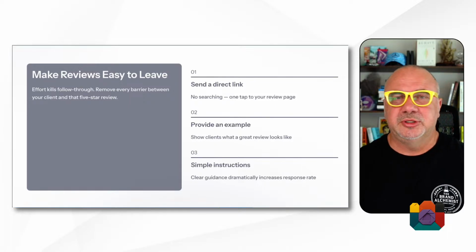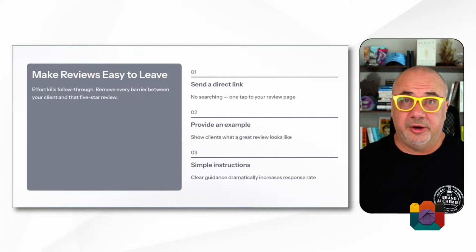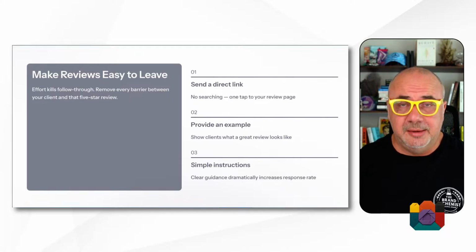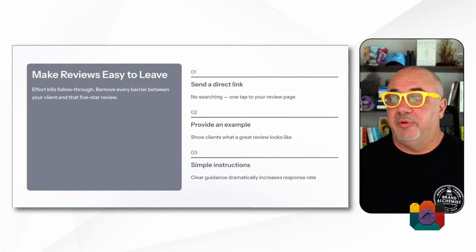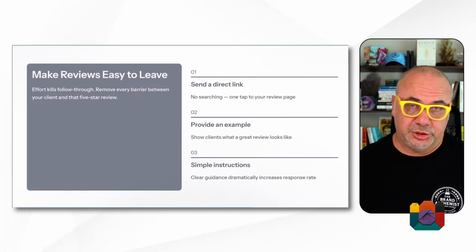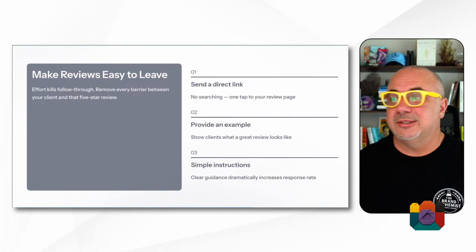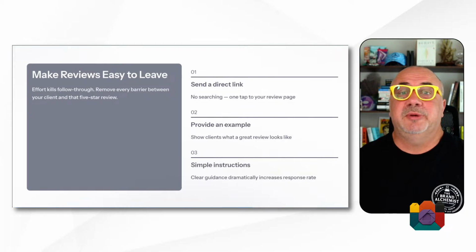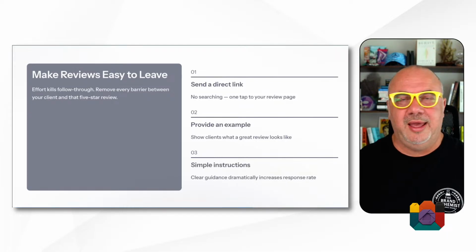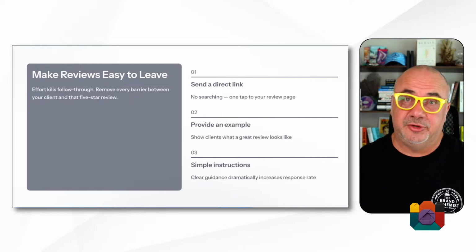The example I use is to send them a direct link to where it is. Don't just send them an email like, can you guys give me a review? Send them a direct link, so when they click it, it lands on the review page, preferably with the box open where they can just type it in. You can provide an example, because sometimes clients ask, okay, but what do I write? Provide examples. Especially now with AI tools, you can provide 5 or 10 different examples.